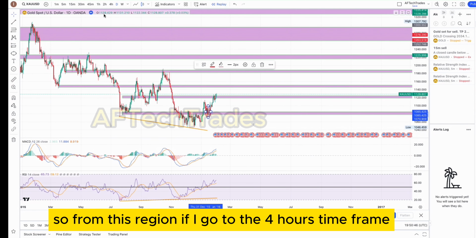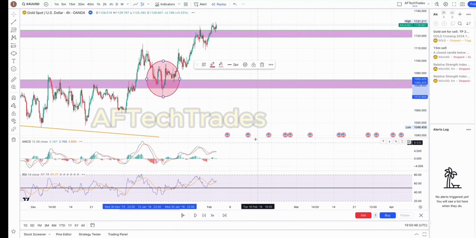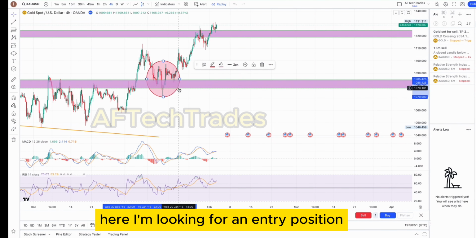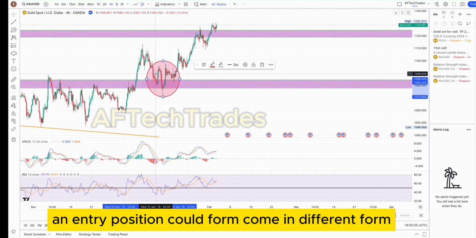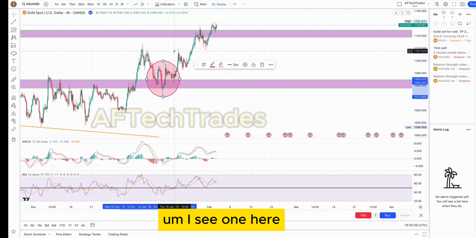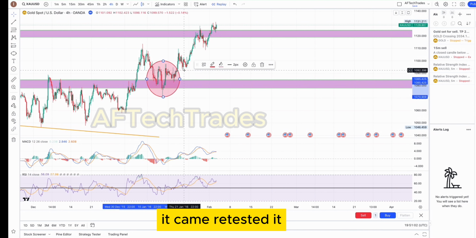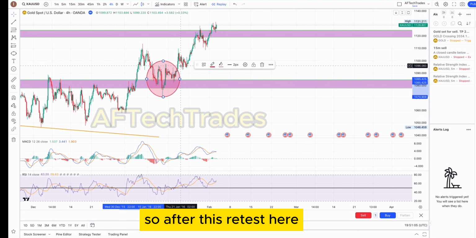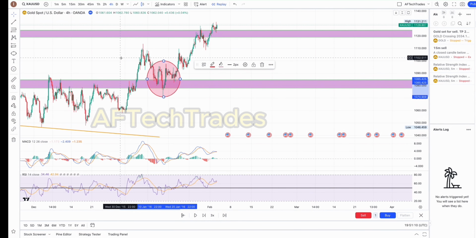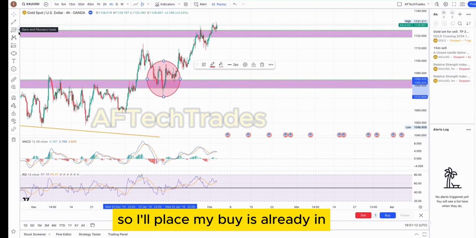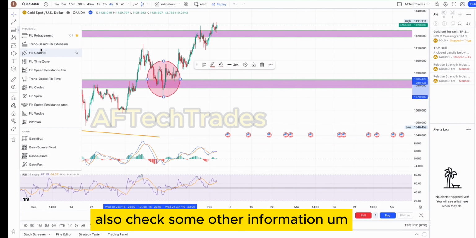So from this region, if I go to the 4 hours time frame, here I'm looking for an entry position. An entry position could come in different forms. I see one here. There is an engulfing, there is a run here. It came, retested it. So after this retest here, now I'll place my buy. It's already in the region we're looking at, but I want to use this to also check some other information.